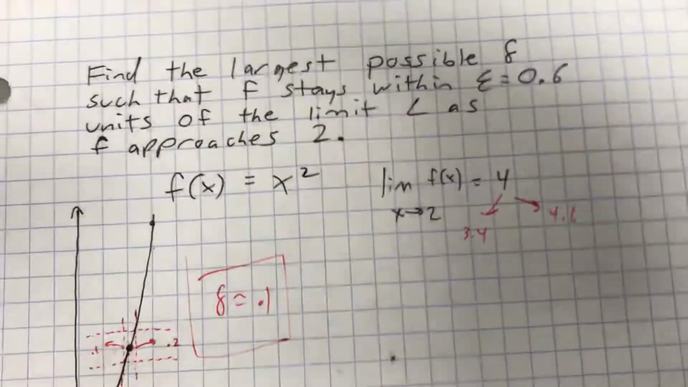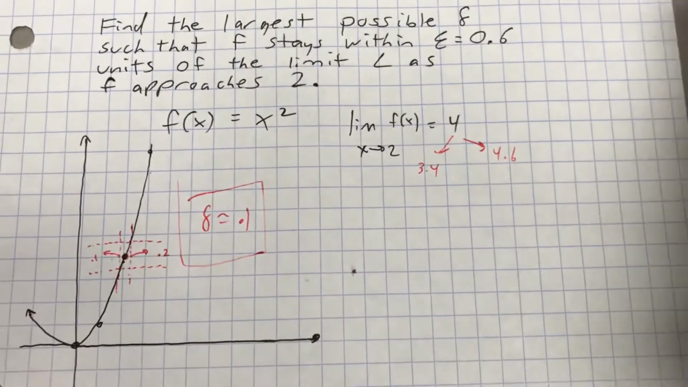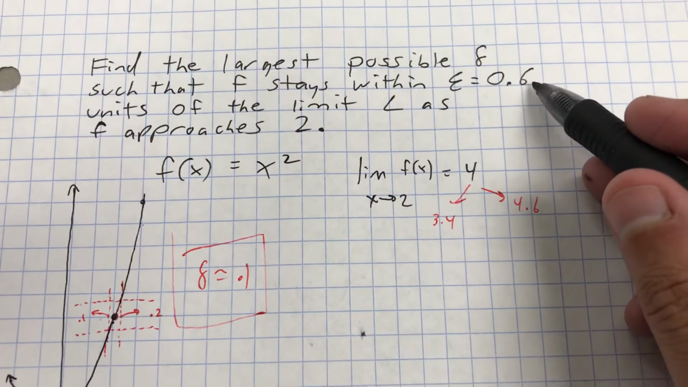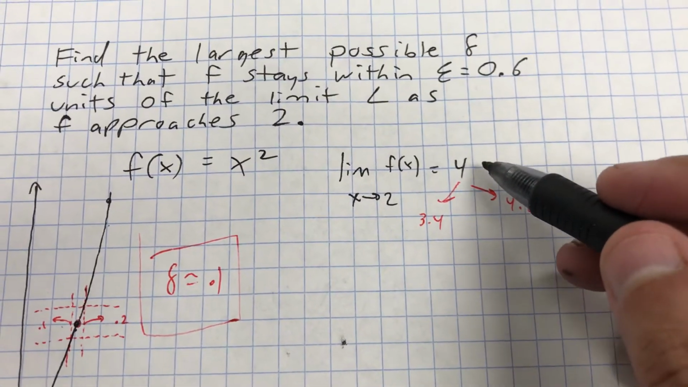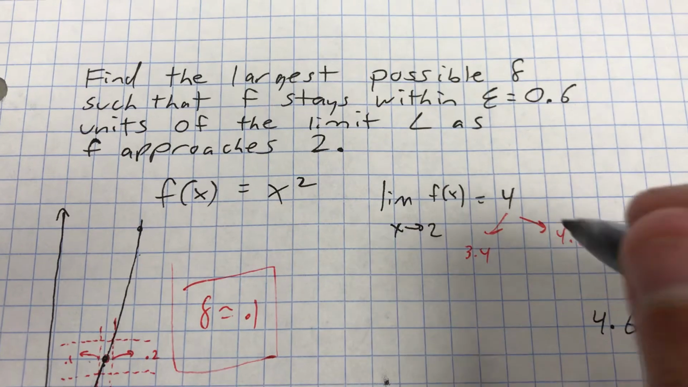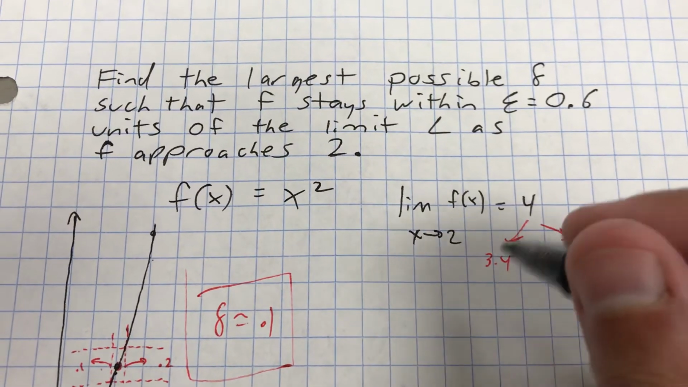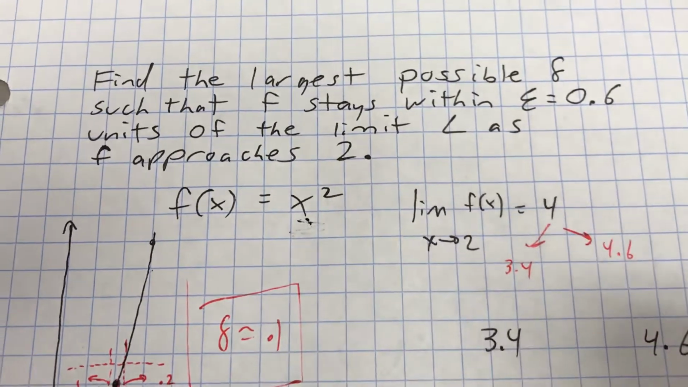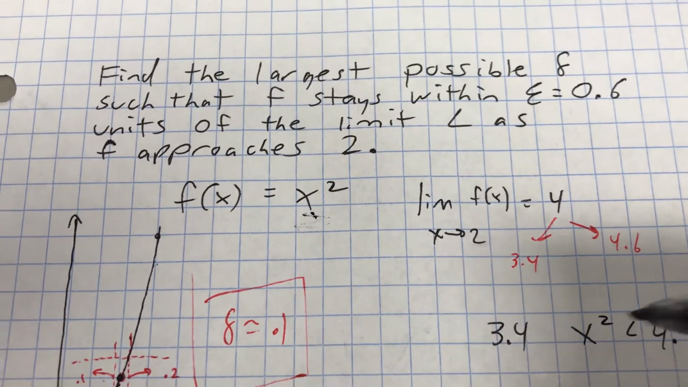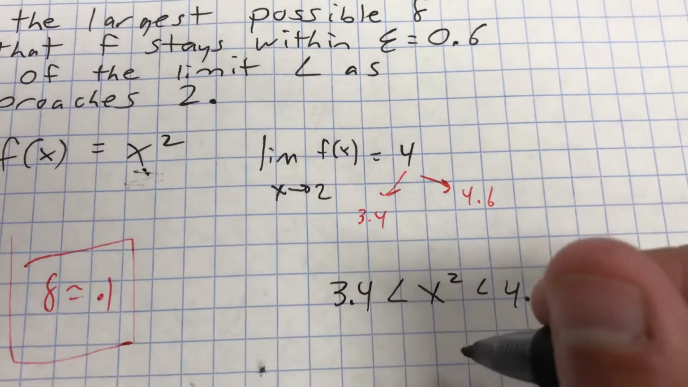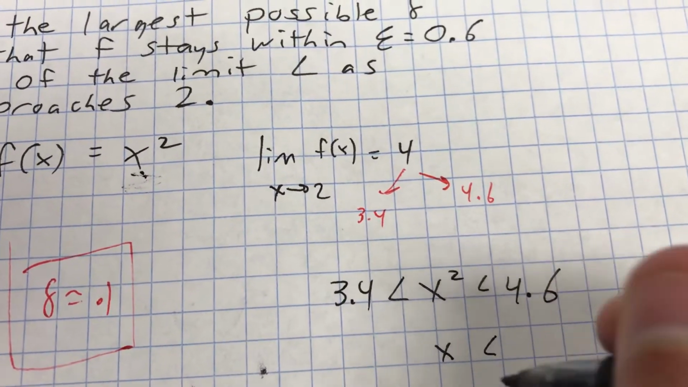And we'll see how good my picture is. I'm guessing it's not very good. To stay within 0.6 units of my limit, that means I want y to be between 4.6 and 3.4. My y value for this function is x squared. So I would like x squared to be between those two values. Now, if I want to solve for x, I could take the square root of all of this.